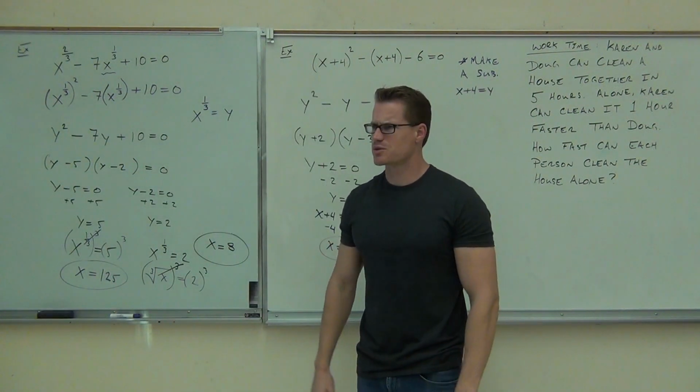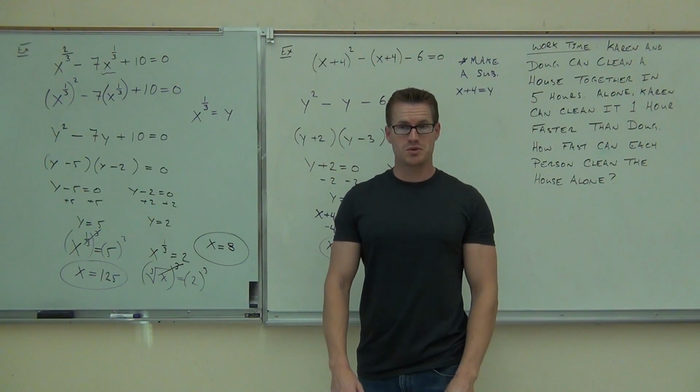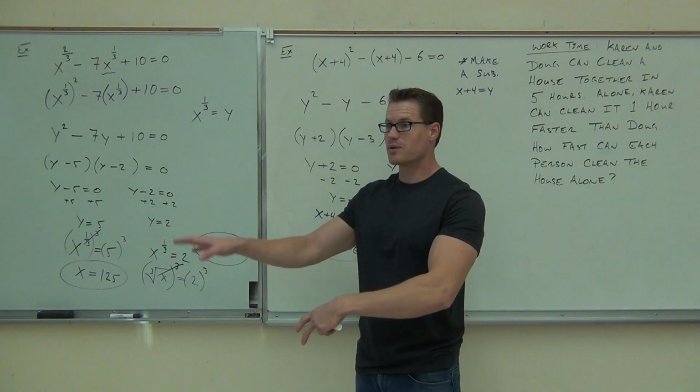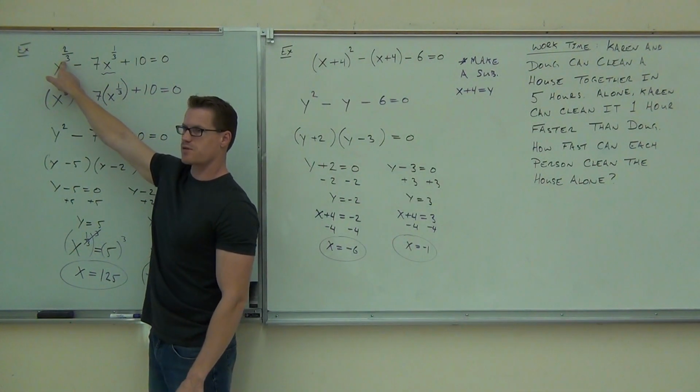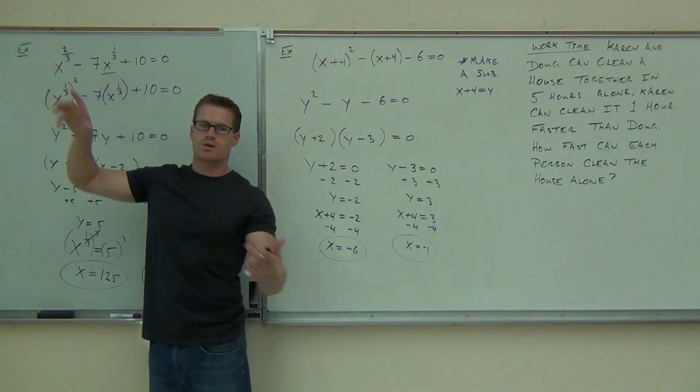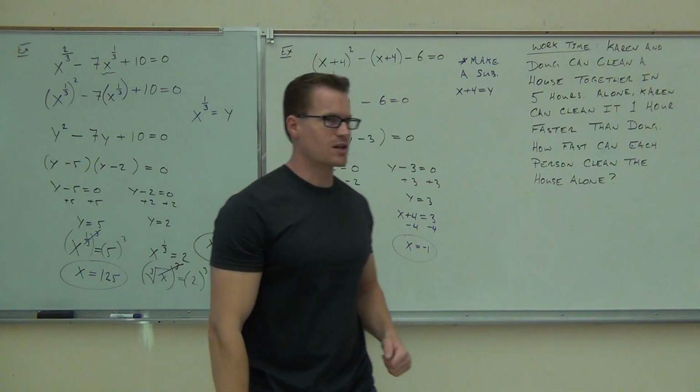Oh, wait, how are we supposed to know we're supposed to get two solutions? Why not 2/3 two solutions? We don't even get one, we get 2/3. Well, look at that. What's the numerator of this fraction? 2. That's the power, right? This is the root. That's the power. You're going to get two solutions out of that. Kind of interesting, isn't it?